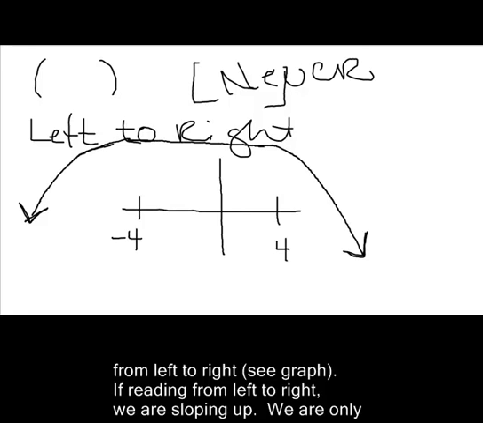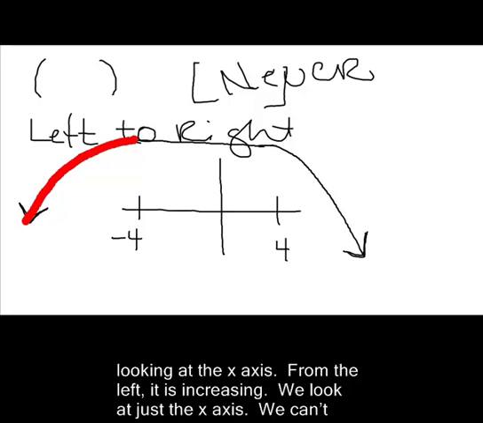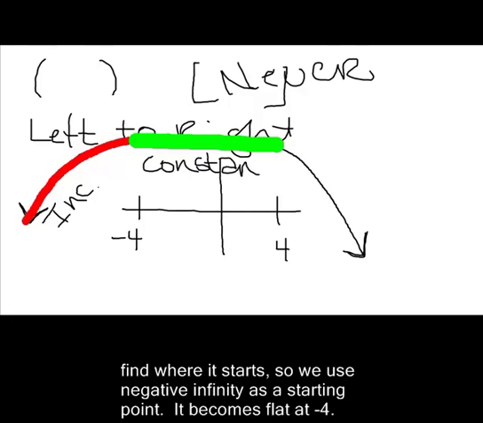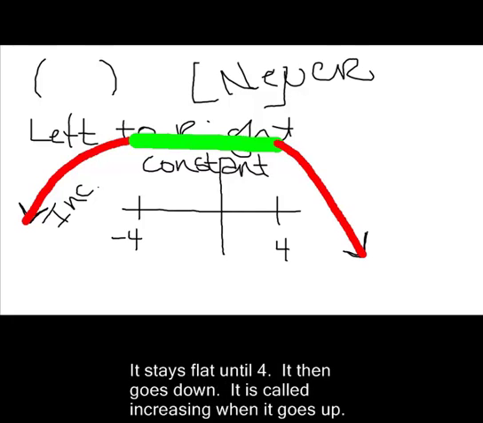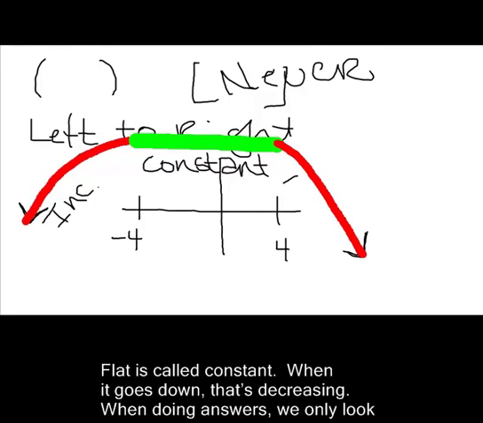Now, if you're reading this graph from left to right, notice that it is going up, up, up, up, up. We would call that increasing. Anything that's going up from left to right, we call that increasing. Anything that is flat, we call constant. And anything that goes down, of course, we call decreasing. So this particular graph has all three concepts in it.